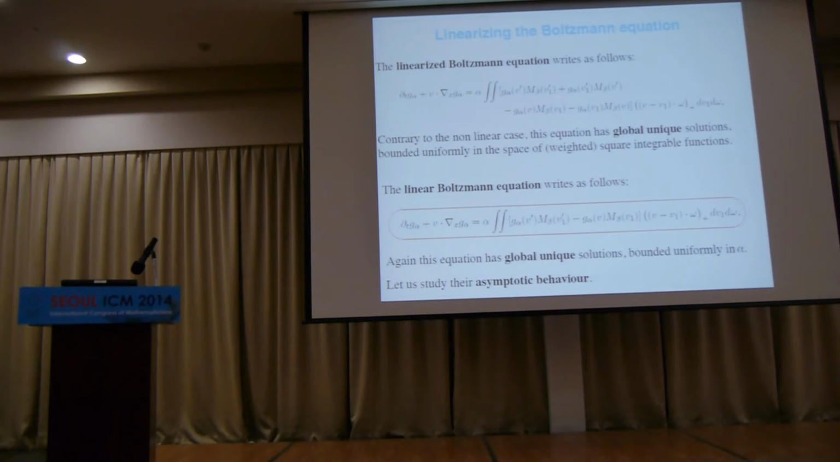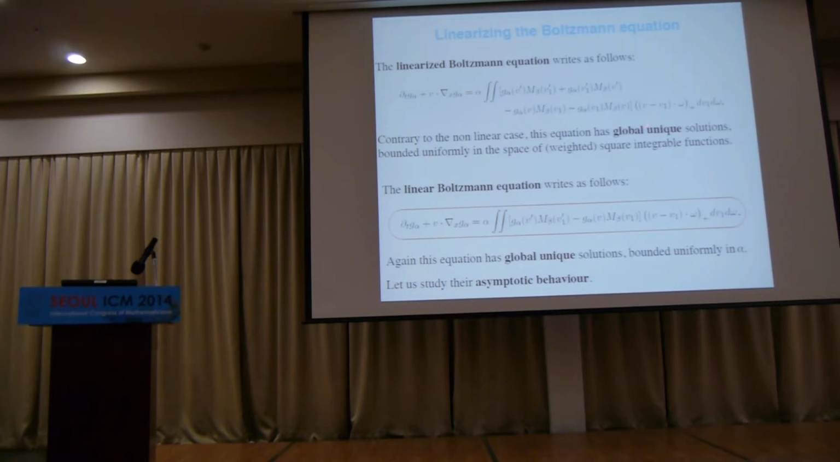If you have v's here, you're losing a particle of velocity v. But now, if you look at this term, for instance, it's saying I have a particle of velocity v prime hitting a Gaussian of velocity v1, and here I have a particle of velocity v1 hitting a Gaussian of velocity v, and v is my variable. Which means in some sense I'm looking at how I'm interacting with a Gaussian.